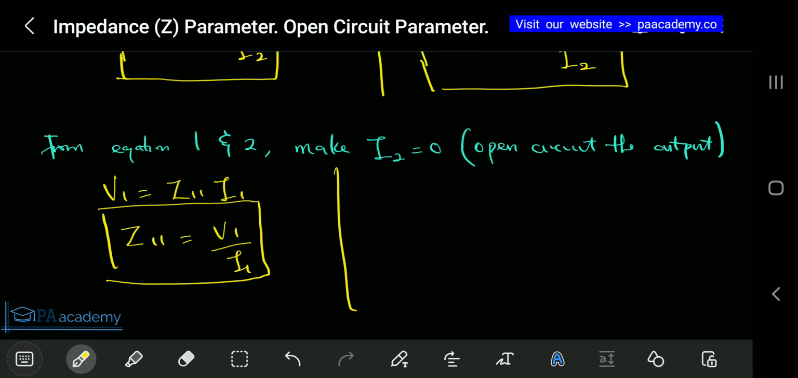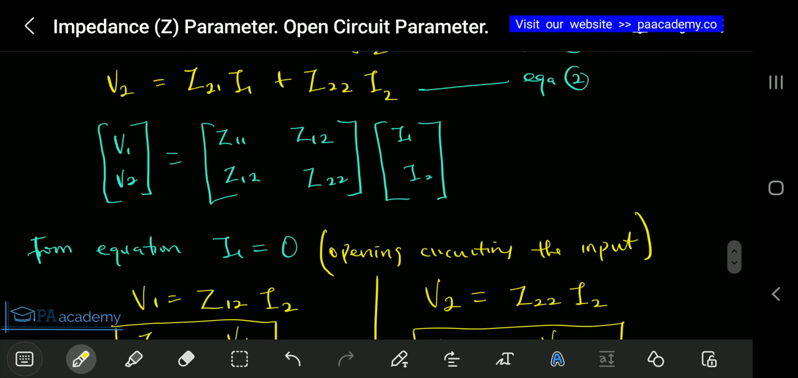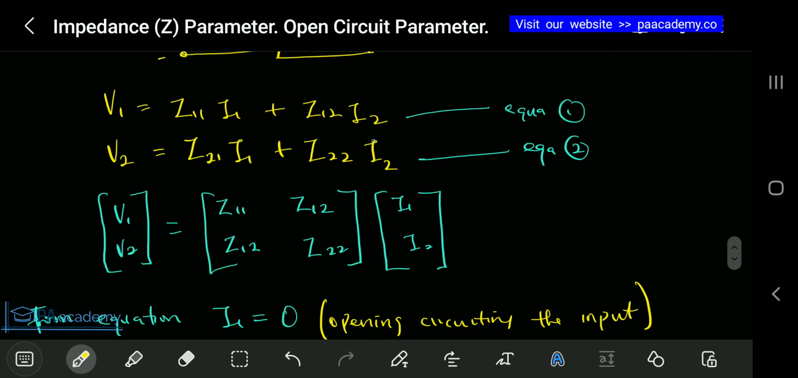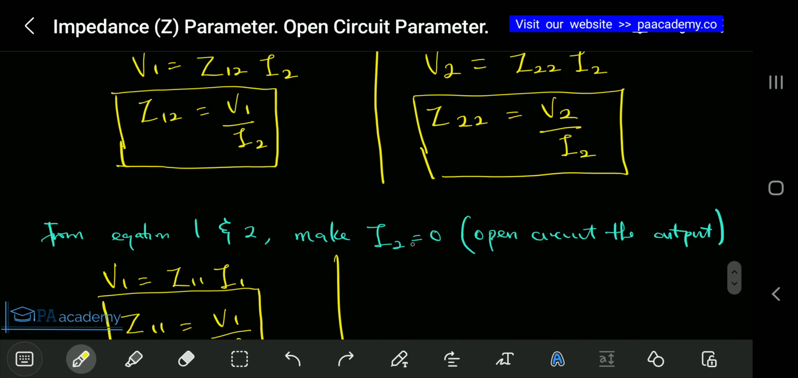If you do the same thing to equation 2, where we make I2 0, everything with I2 will be 0, and then we'll be left with just this. If you write it out, that means V2 will be Z21 I1.